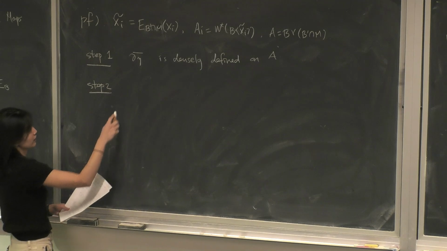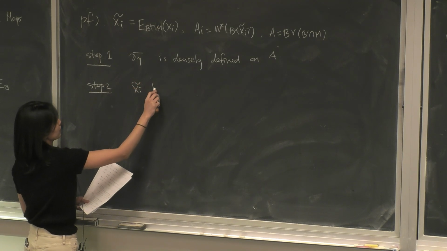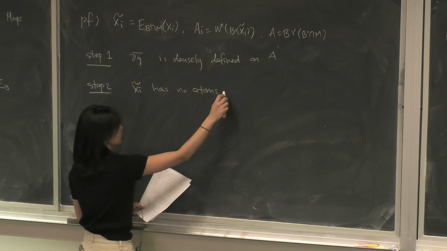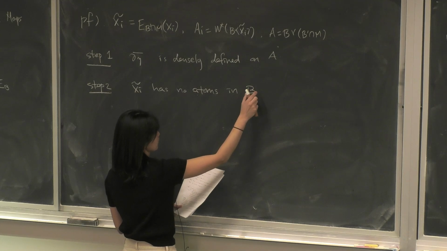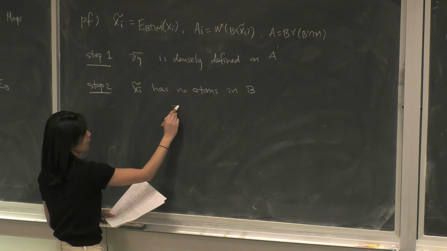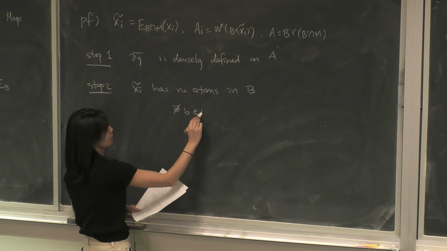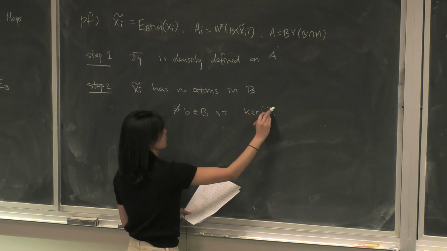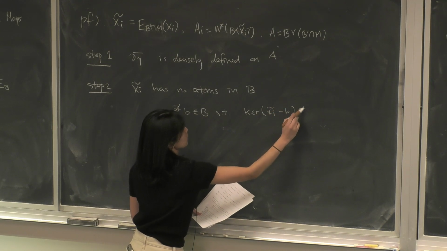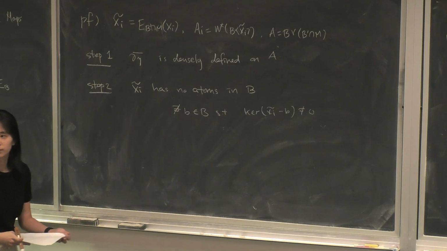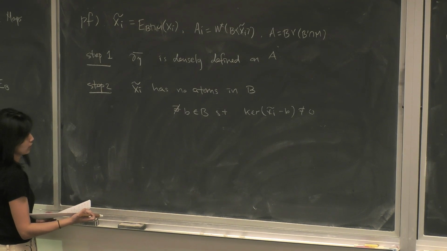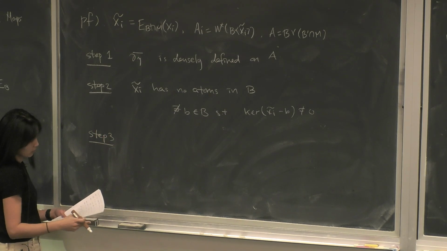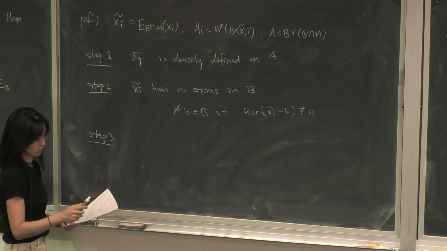And step two is xi tilde has no atoms in B. That means there does not exist b in B such that the kernel of xi tilde minus b is non-zero. And the next step is very interesting.